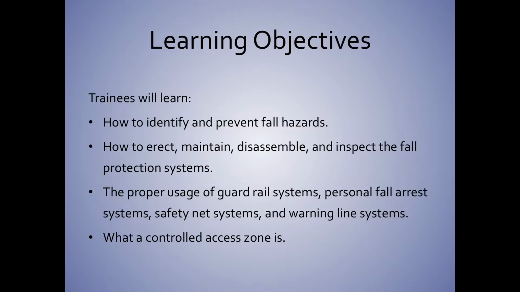Learning objectives. Trainees will learn how to identify and prevent fall hazards, how to erect, maintain, disassemble, and inspect the fall protection systems, the proper usage of guardrails, personal fall arrest systems, safety net systems, and warning line systems, and what a controlled access zone is.